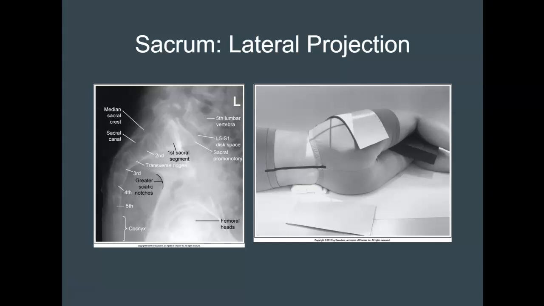Additionally, for the sacrum, image analysis guidelines say that the 5th lumbar vertebra, 1st through 5th sacral segments, the promontory, and the 1st coccygeal vertebra are all included within the exposure field. If you're performing the projection with the coccyx included, then the coccyx should be demonstrated in its entirety.